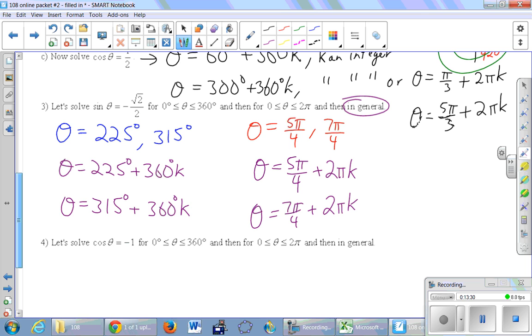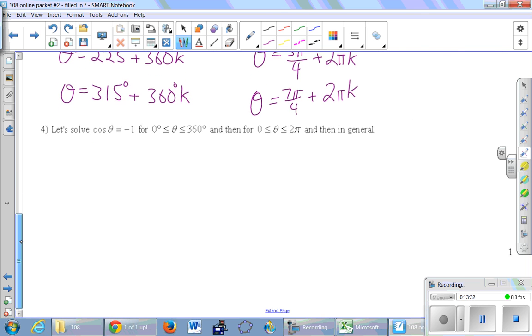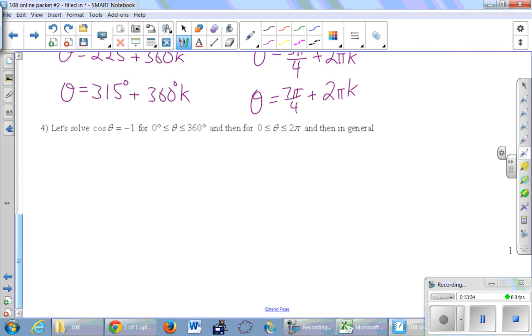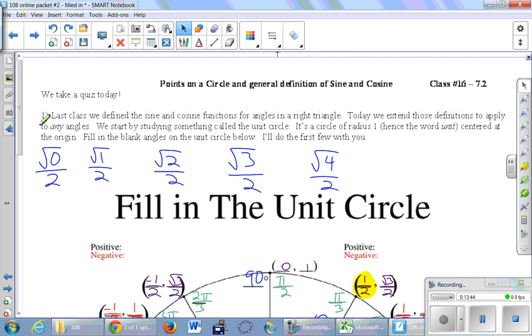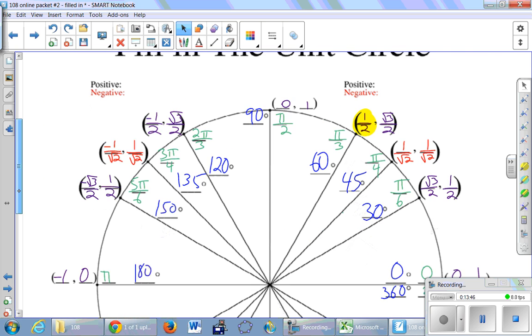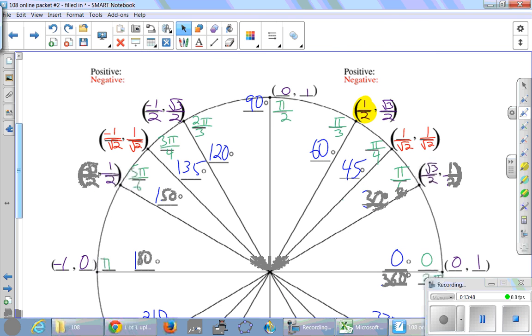Number 4, let's solve cosine theta equals negative 1 for theta between 0 and 360, and then for theta between 0 and 2 pi, and then in general. So here we want cosine to equal negative 1, so we'll go back to our friend, the unit circle. Okay, so we're looking for places where cosine is negative 1. We'll write that up here. Cosine theta is negative 1.